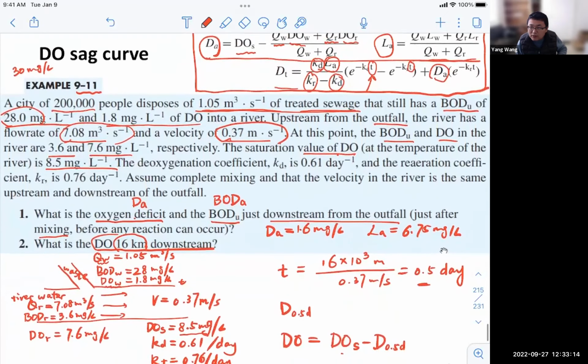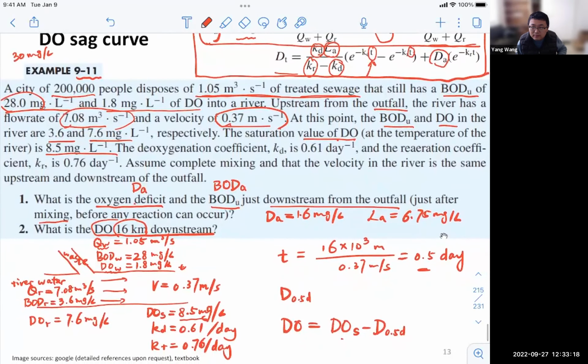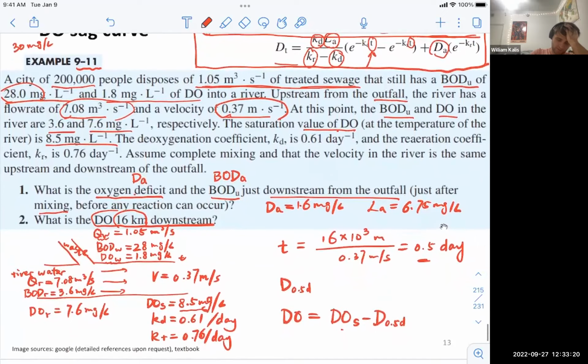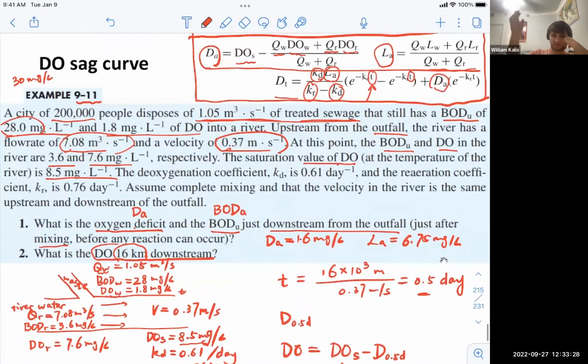Okay. Any questions until now? Are we good? I have a question. Mm-hmm. So these sets of equations are specifically used when we have water that's flowing? Yes. So this is particularly useful for rivers or streams or canals or whatever.